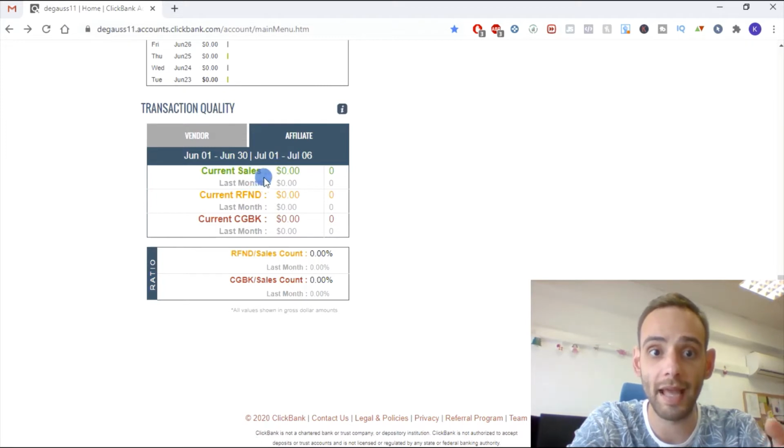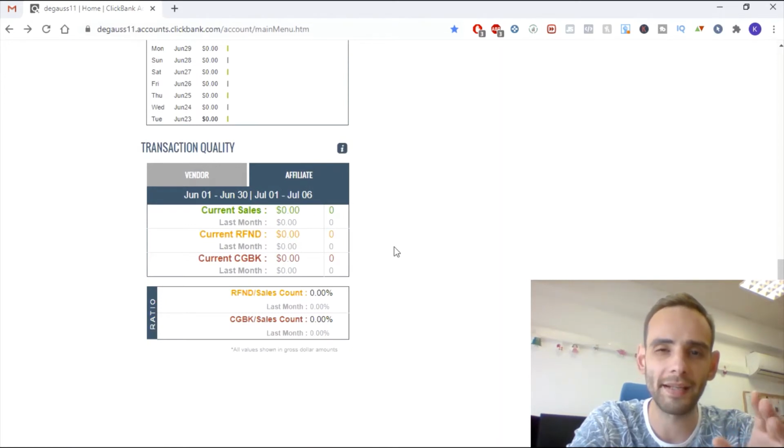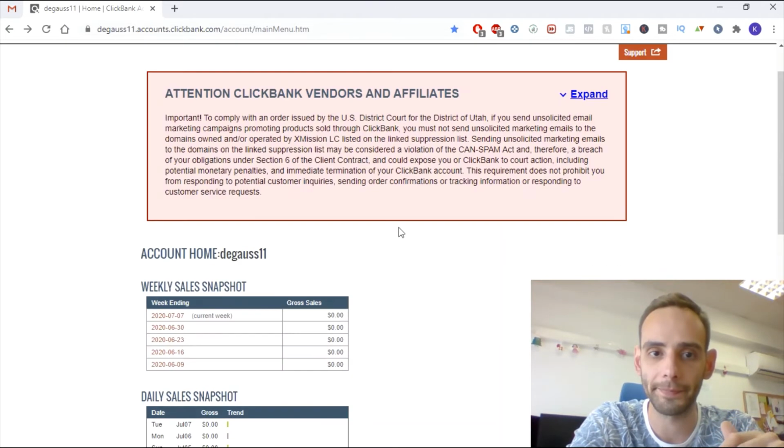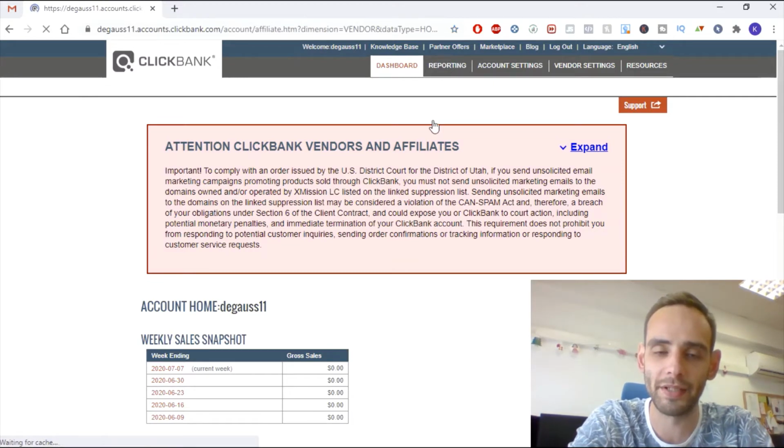So the current sales and the last month comparing to it, again, refund rates for this particular period and the last month, and the current chargeback versus last month's chargeback. So here you can also see the percentage, the ratio of refunds versus sales count, and again chargebacks against sales count. A very good one for having a good overview about what is actually going on with your affiliate marketing business, just a brief overview of it. However, the best part is over here in reporting, so let's just get into this.